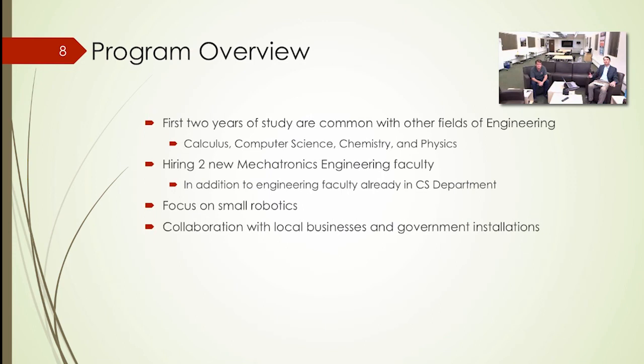So a program overview for what your field of study is going to look like here at CI. Basically, the first 2 years are going to be common with other engineering fields. So you have a very high mathematics load, so there's lots of calculus, linear algebra, differential equations. There's going to be the introductory computer science curriculum, so you'll learn about C programming, a little bit of algorithms and object-oriented programming. Of course, chemistry and physics are important.